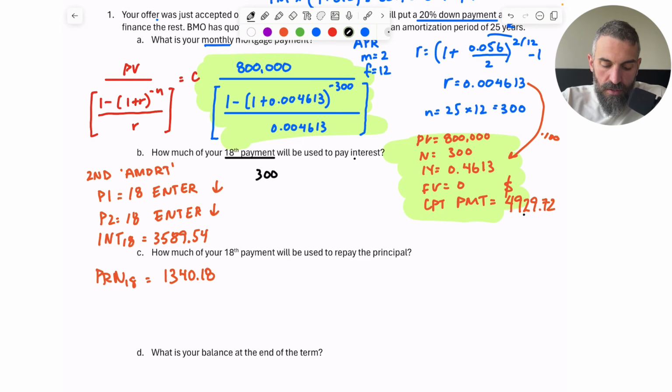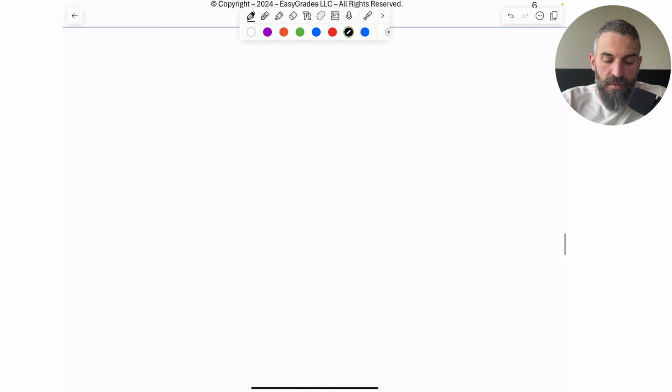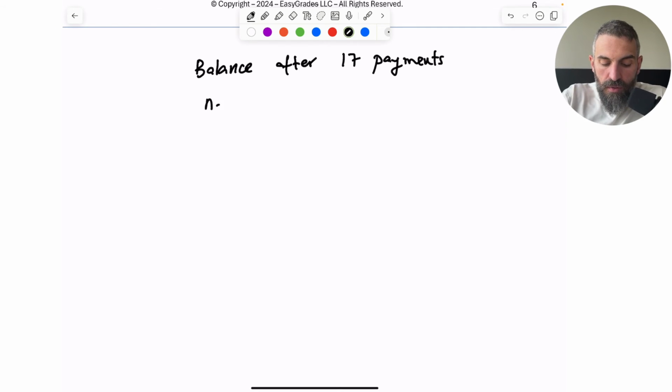You know what I'm going to do actually? I'm going to start a fresh, blank page here for us not to get too lost in our work. Okay, so I'm trying to find the balance after 17 payments. And I'm doing this because I want to find the interest and principal portion of the 18th payment. So listen up. Start by taking your N, which started off as 300, and removing 17 from it. So this will give you 283. There's 283 remaining payments.